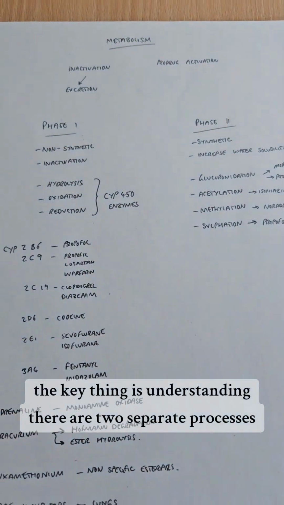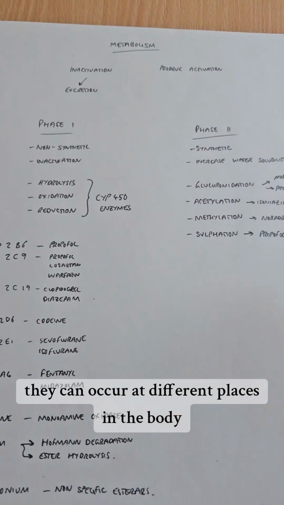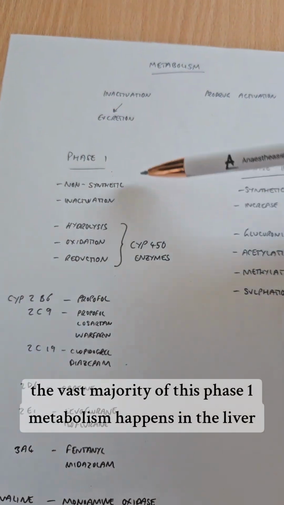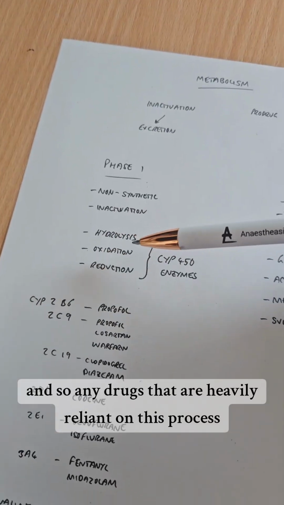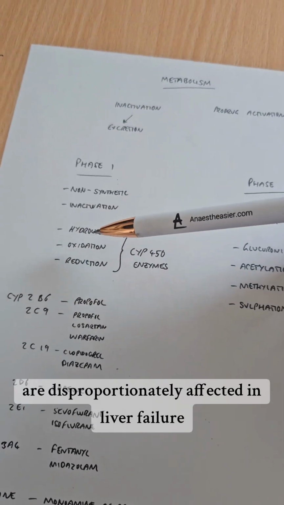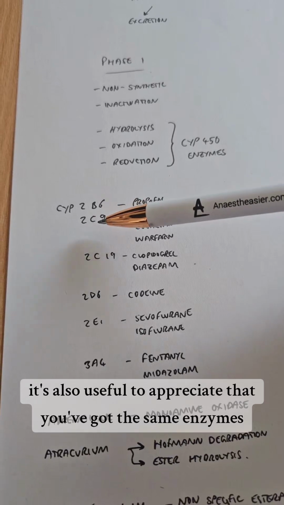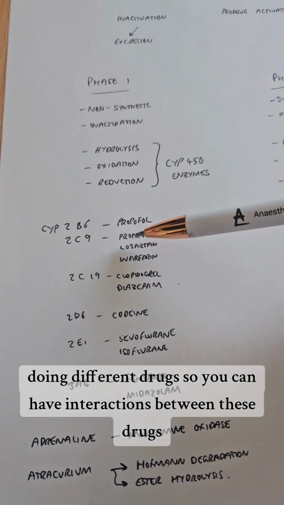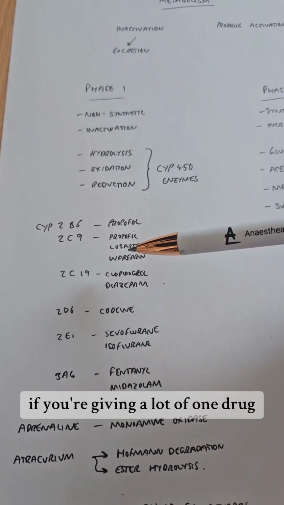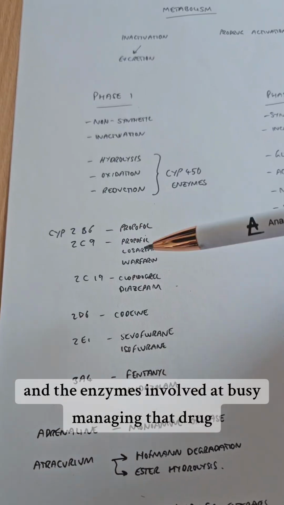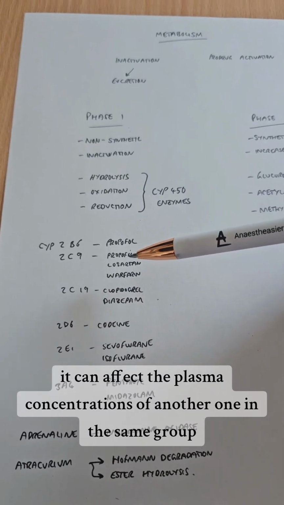The key thing is understanding there are two separate processes. They can occur at different places in the body. The vast majority of this phase 1 metabolism happens in the liver, and so any drugs that are heavily reliant on this process are disproportionately affected in liver failure. It's also useful to appreciate that you've got the same enzymes doing different drugs. So you can have interactions between these drugs. If you're giving a lot of one drug and the enzymes involved are busy managing that drug, it can affect the plasma concentrations of another one in the same group.